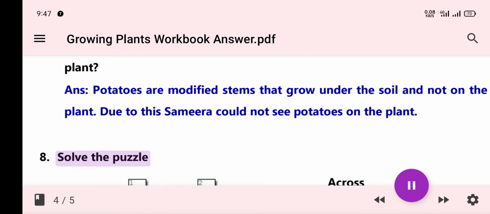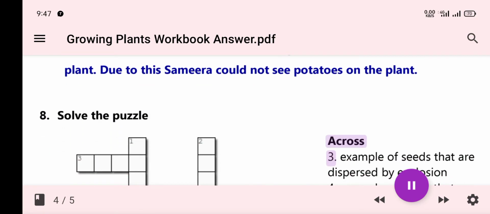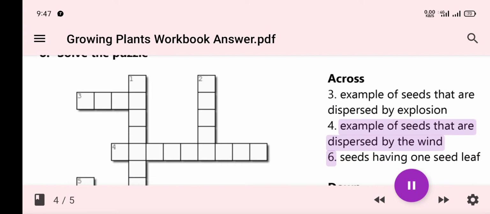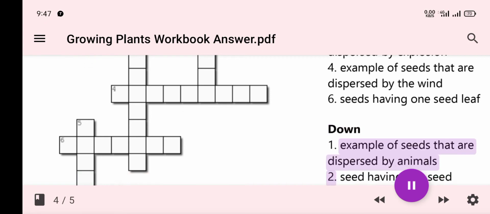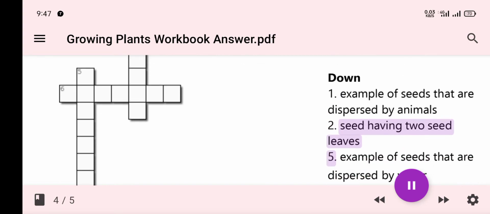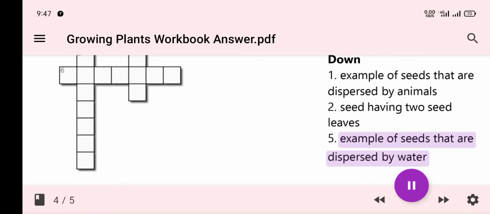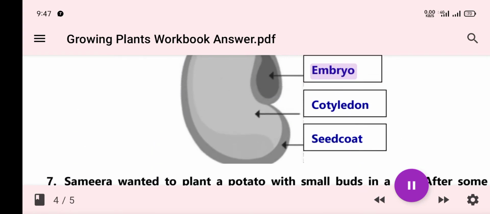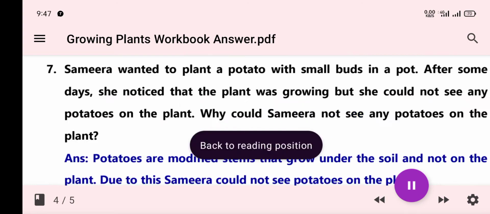8. Solve the puzzle. Across 3. Example of seeds that are dispersed by explosion. 4. Example of seeds that are dispersed by the wind. 6. Seeds having one seed leaf. Down 1. Example of seeds that are dispersed by animals. 2. Seed having 2 seed leaves. 5. Example of seeds that are dispersed by water. Seed coat. Cotyledon. Embryo.